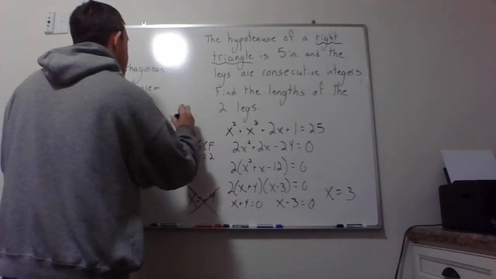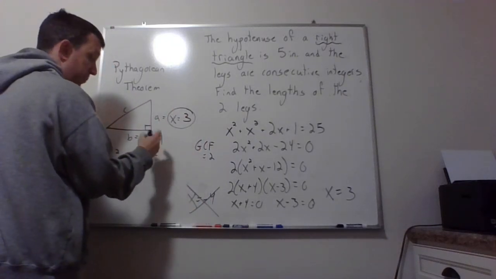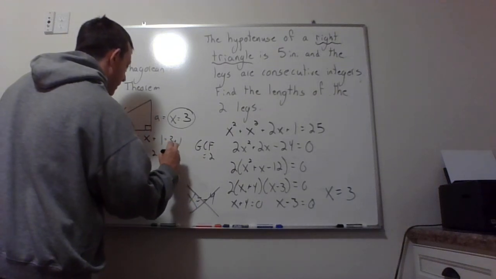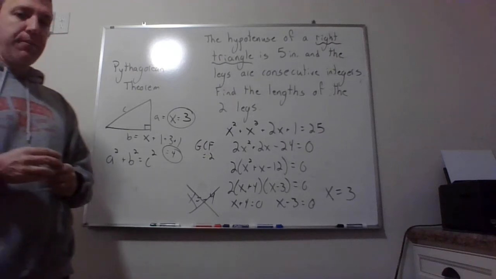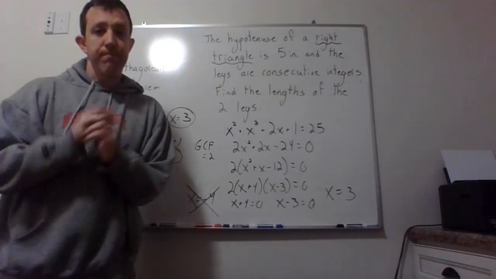But 3 then is one leg of the triangle. There's one side. And the other one is one more than that, right? We had x plus 1 here, so it's 3 plus 1, and that gives us a positive 4. So there are my 2 legs. So they're 3 and 4. Very fun, very exciting. I enjoyed that. And yeah, good luck.